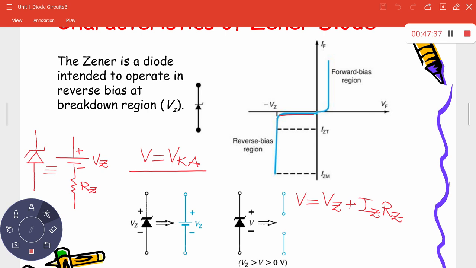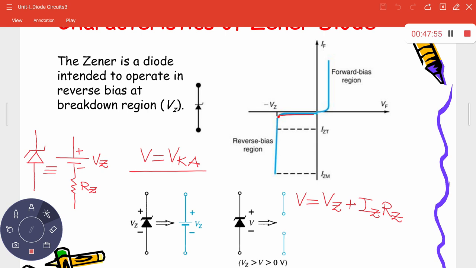Why mega ohms? Because that voltage was a few volts, in the range of volts. And that current was how much? Microampere. So volt by microampere. What is the ratio? It's mega ohms, isn't it? So over here, this was mega ohms. Reverse bias. That is off.